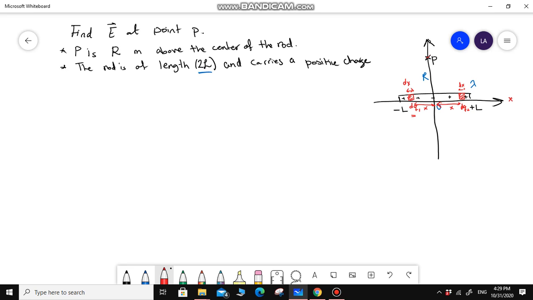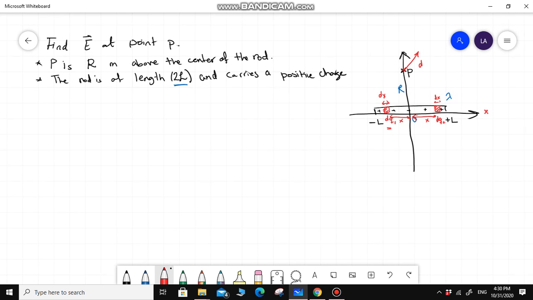So I will start checking the field caused by dq1. I'll imagine an imaginary test charge here. So this is dE1. This is the small field generated by dq1. And also here I will have dE2, because a positive test charge at P will be repelled from dq2. For sure, if the rod is negatively charged, these arrows will point down.